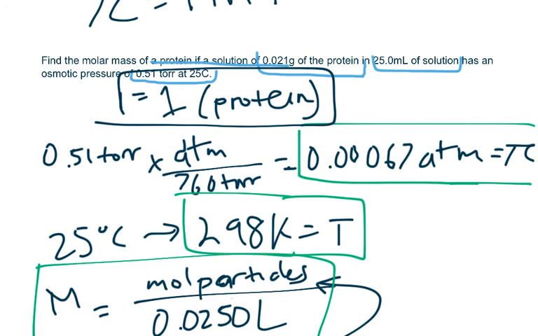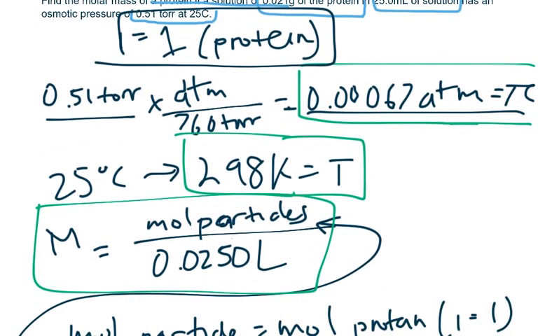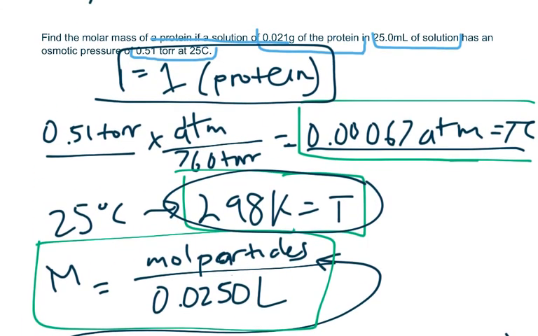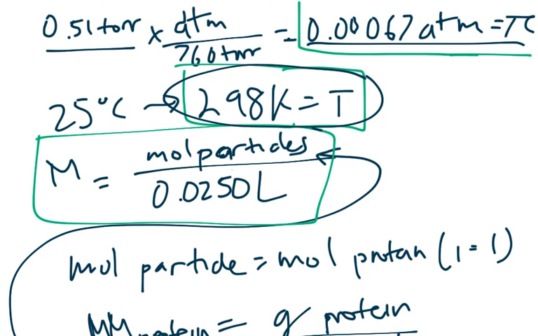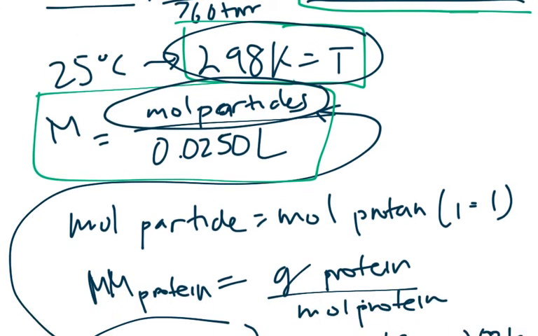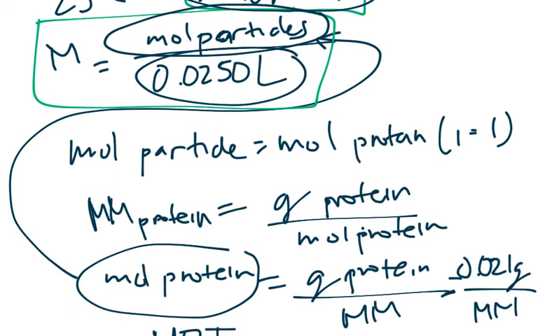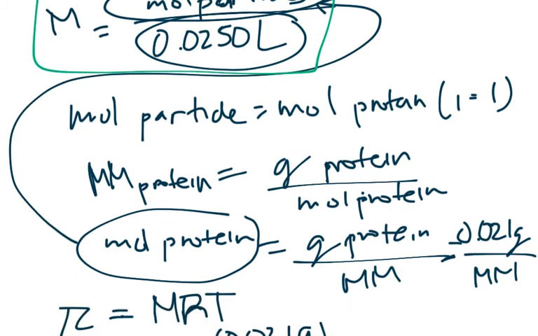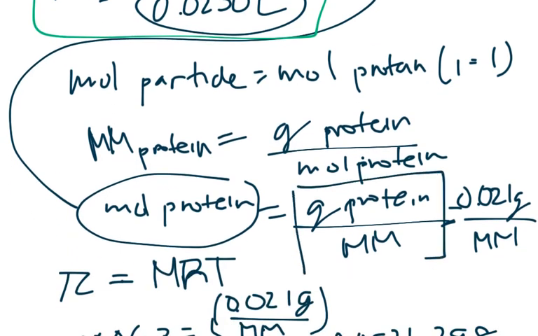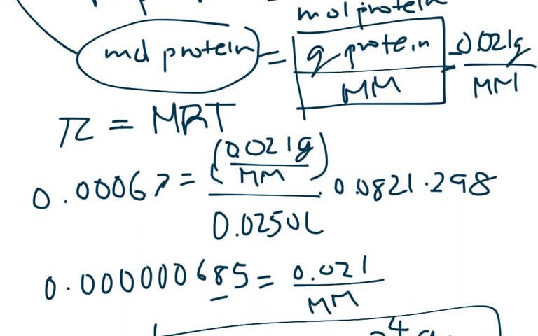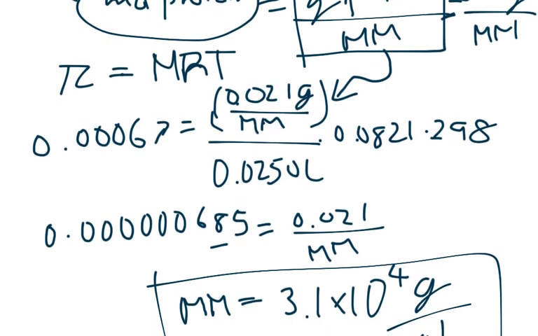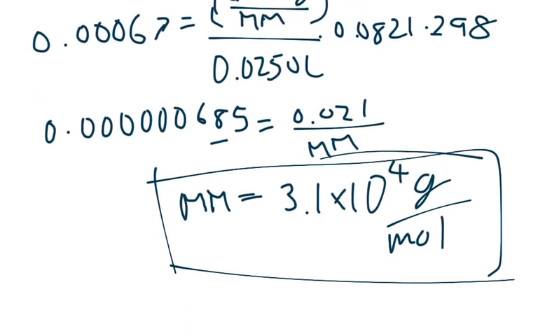We know that 0.51 torr is this much atm. We know that 25 degrees Celsius is 298 Kelvin, and we can find the molarity by knowing that it's going to be equal to the moles of particles over 0.0250 liters. And to solve for molar mass, I substituted the moles of particles with grams of protein over molar mass, and substituted it into pi equals M times R times T. And doing the math, I get this as the molar mass.